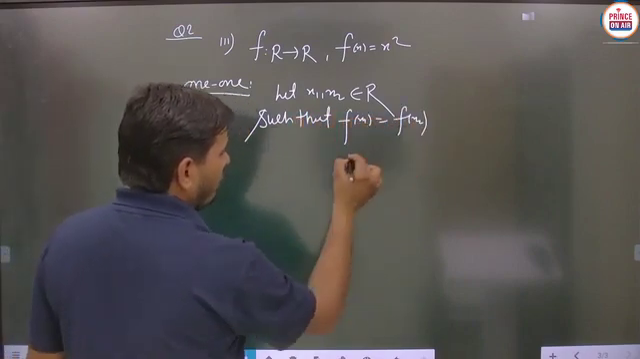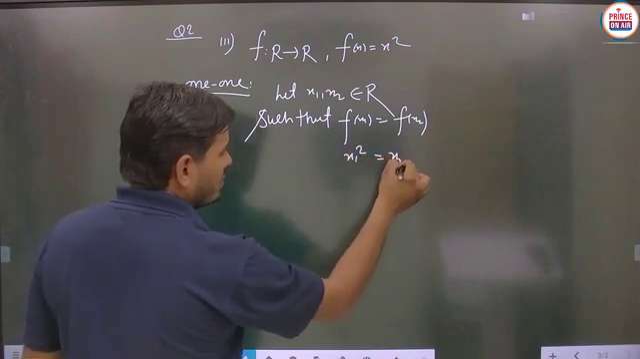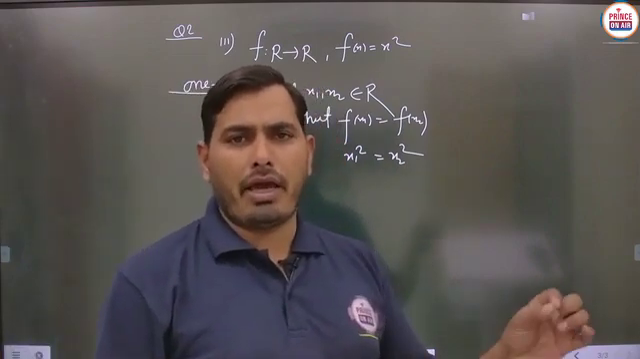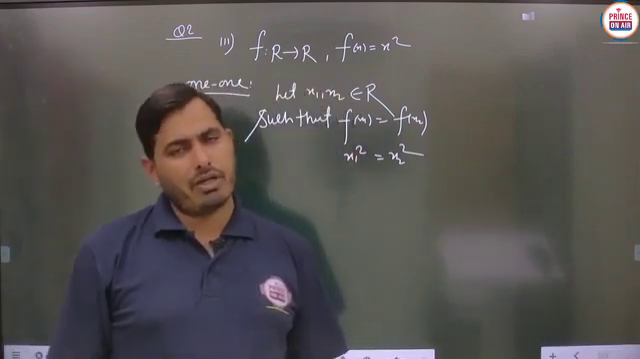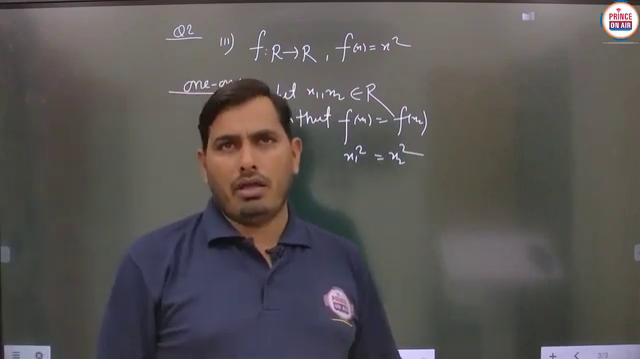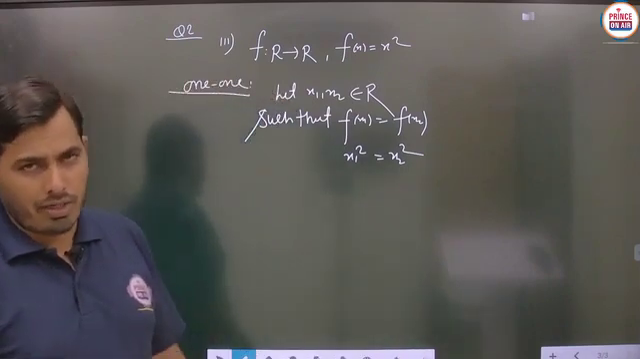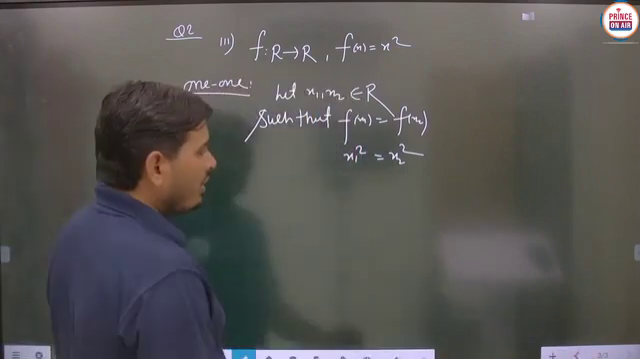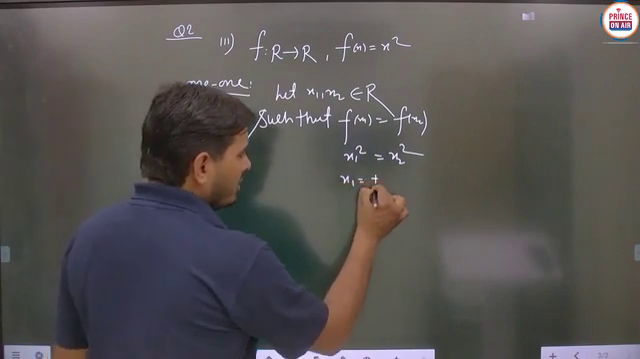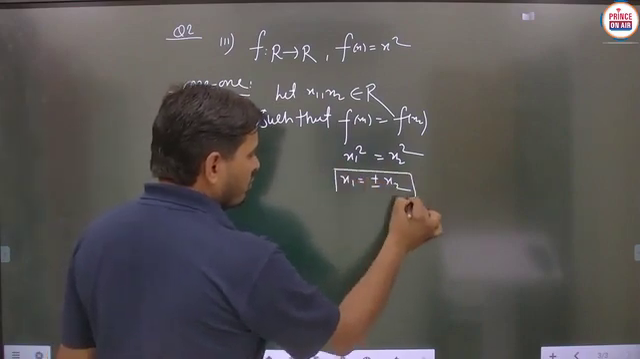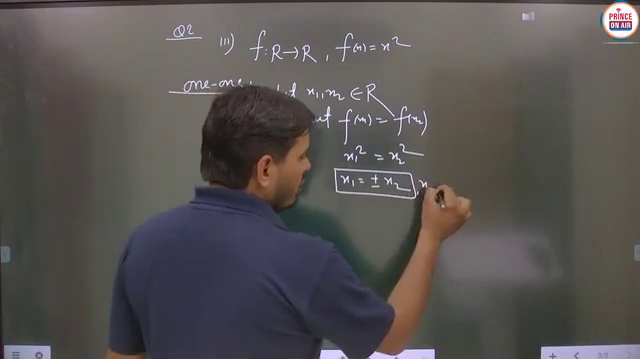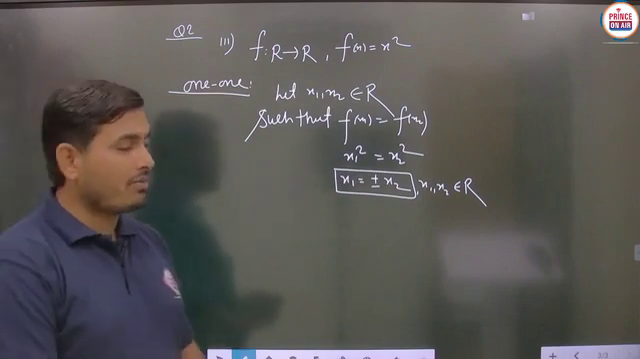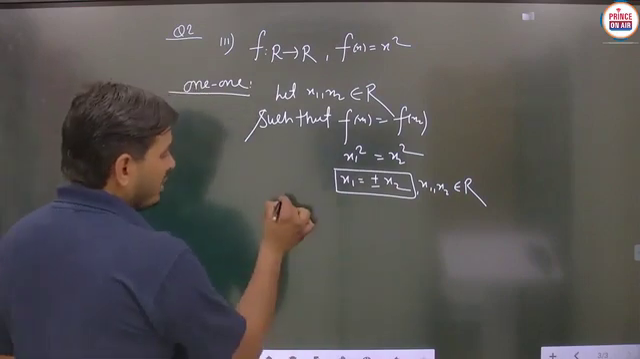Now students, f of x1 will be written as x1 square, and this is written as x2 square. Now as per the rule, whether we obtain x1 equals plus or minus x2 or x1 equals x2 will depend on the set of real numbers. You know very well the real number can be either positive or negative, so here we can say that x1 should equal plus or minus x2, because x1 and x2 both belong to the set of real numbers. That's why we are saying plus or minus x2, and so it is not one-one.